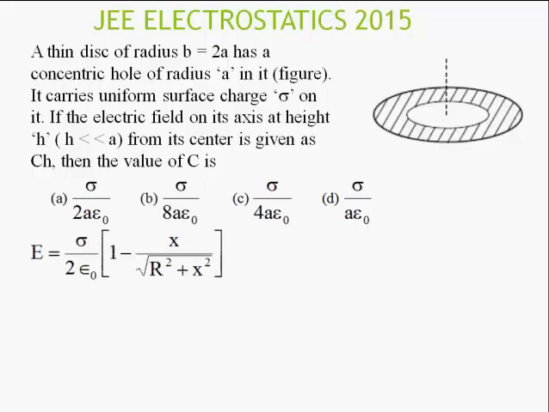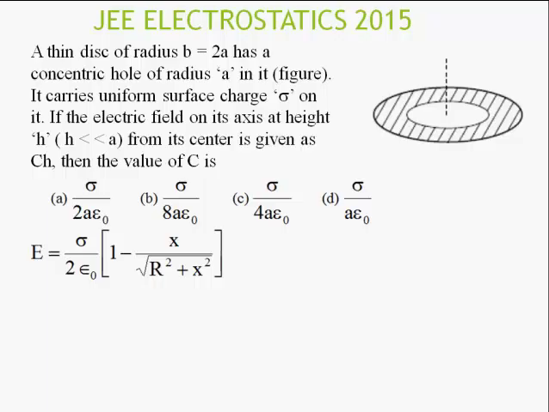E is equal to sigma by 2 epsilon into 1 minus x upon root of r square plus x square, where x is the distance from the center. In this case x is h. Now we have to understand, either we integrate it from A to 2A, or what I have done is taken the electric field due to the entire disk and then subtracted the electric field due to this hollow region. So again I'll get the same answer by using the formula directly. I am just avoiding the integration.